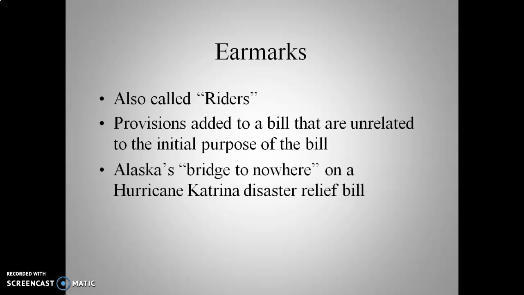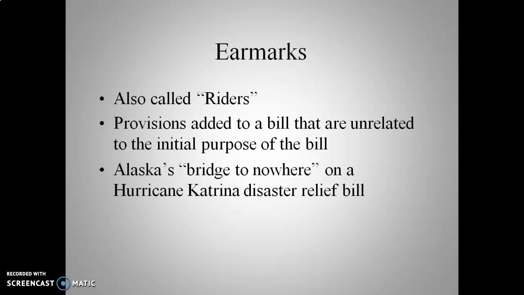So, for example, there was a bridge to nowhere that was funded on a bill that provided relief to Hurricane Katrina victims down in Louisiana and Mississippi back in the early 2000s. Hurricane Katrina wiped out a big chunk of Louisiana and Mississippi. We wanted to provide aid to those areas, and the congressional delegation in Alaska added a provision to provide a bridge in Alaska that literally went nowhere. It crossed a river and basically no other roads or towns were up there.